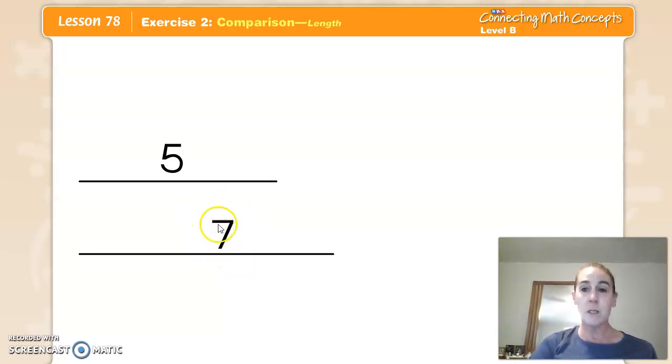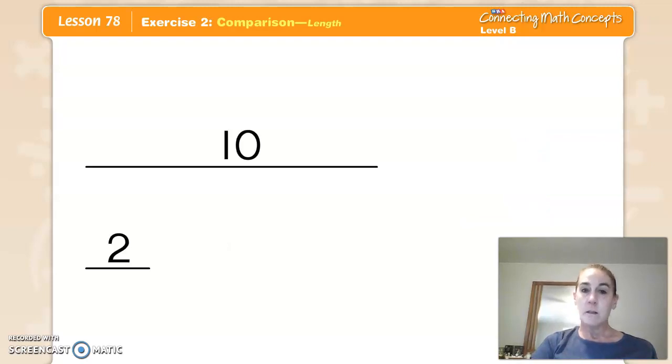That means it's a minus problem. So I'm going to take the bigger number and minus the smaller number. So my minus problem is 7 minus 5 equals 2. So this line is 2 inches longer than the top line. Okay, there's our minus problem. They solved it.